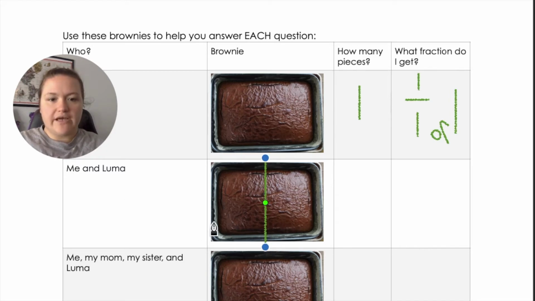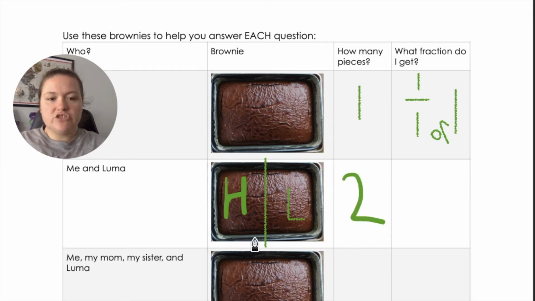How many pieces do I get? This would be Luma's, and this would be me. I'm going to put an H for Haley. Okay. We have an H for Haley and an L for Luma. The pieces are equal sized, and how many pieces are there total? There's 2 for 2 people.